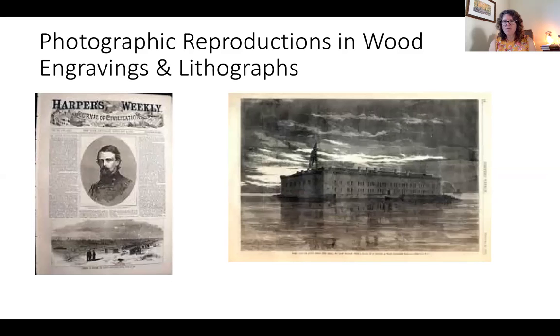What you might not know is that those images couldn't be reproduced as halftone images in the newspapers and the magazines of the era. Instead, before the 1880s, images had to be reproduced as wood engravings and lithographs. What you see before you is an image of Harper's Weekly and a lithograph. It's a line drawing that was recreated from an image that Brady himself had taken.